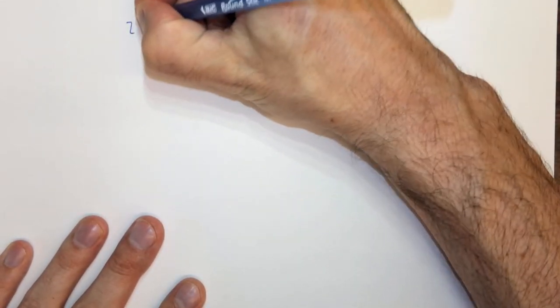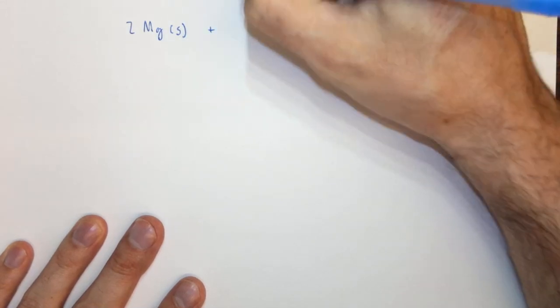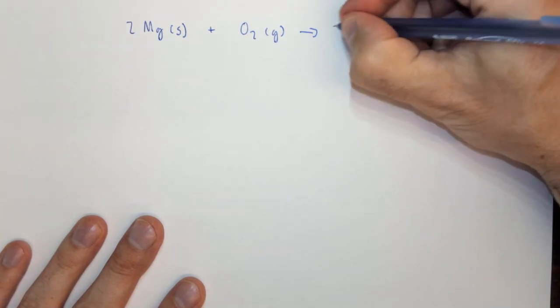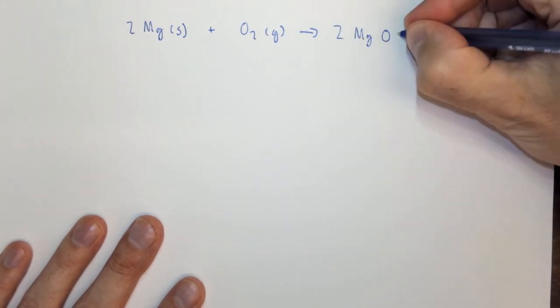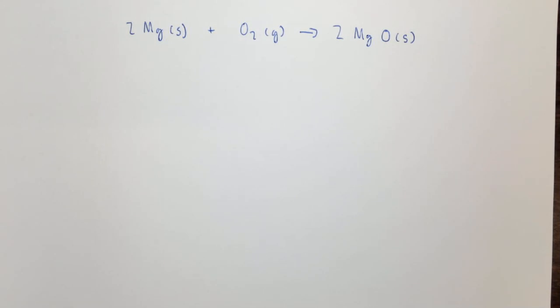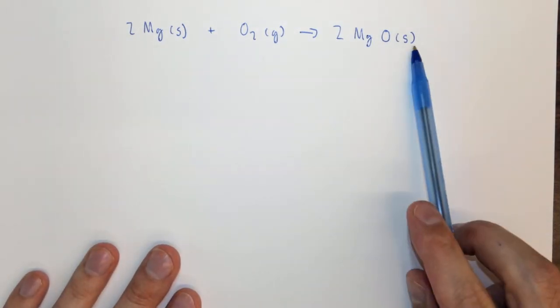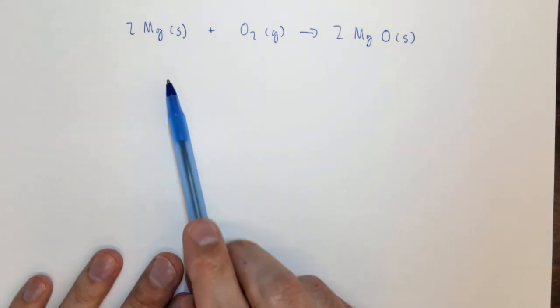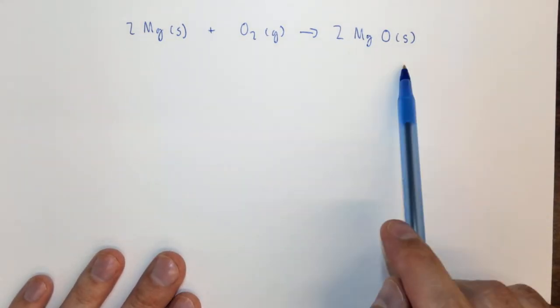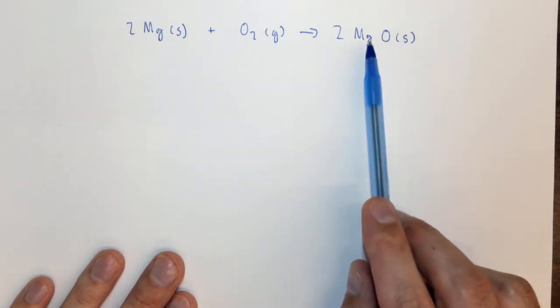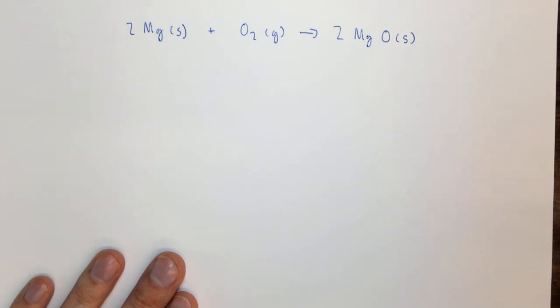If we have 2 magnesium solid plus oxygen gas yields 2 magnesium oxide solid, we want to know if this is an oxidation reduction type of reaction. In order to determine whether this is oxidation or reduction, we first need to look at oxidation states. Well, we can automatically tell that this is oxidation or reduction because we have elements forming a compound. In elements, oxidation states are 0. In compounds, they're not. So we know they've changed. If they changed, it's an oxidation-reduction reaction or a redox reaction.